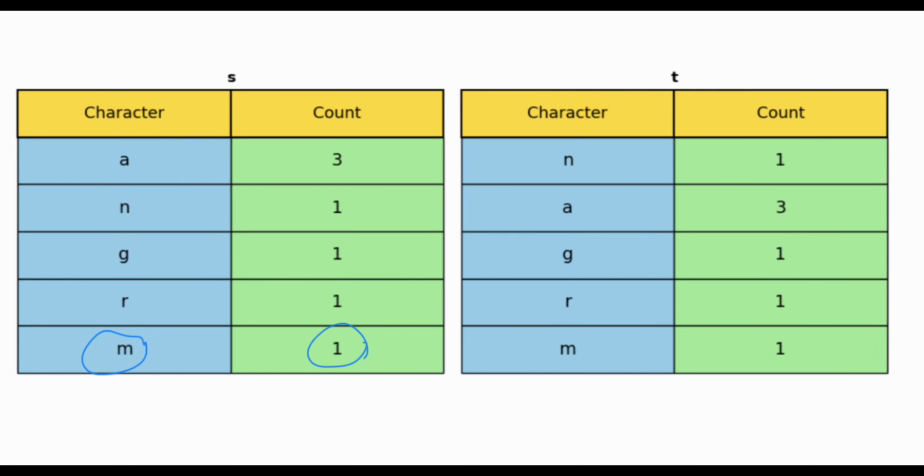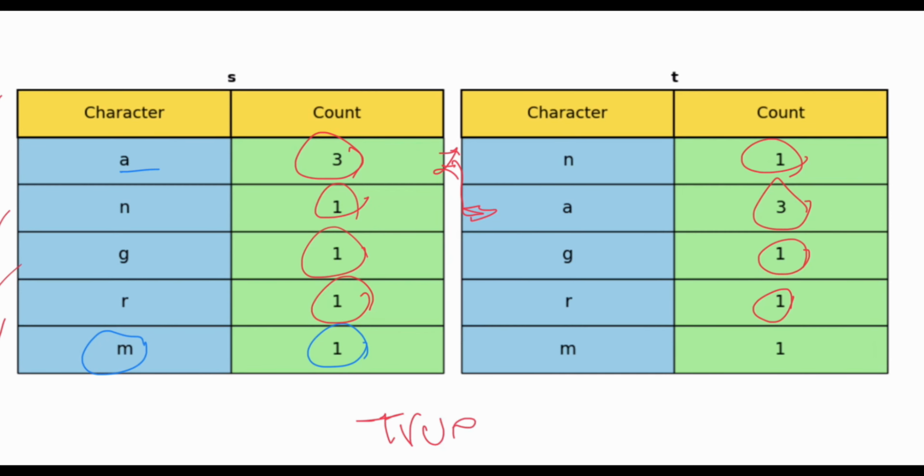So by the end of this, we can see that here we have A as 3. Okay, so let's choose another color here. We have A as 3, and here A as 3. So these two are equal to each other. We have N as 1, N as 1. So N is the same. We have G as 1, G as 1. We have R as 1, R as 1. And we have M as 1 in s and t. So finally we should return true here, since the dictionaries of s and t are exactly the same as each other.